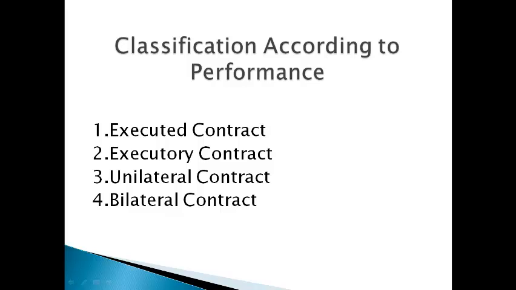Then third one, unilateral contract. In certain contracts, one party has to fulfill his obligation, whereas the other party has already performed his obligation. Such a contract is called a unilateral or one-sided contract. Last one, bilateral contract. A bilateral contract is one in which the obligations on the part of both the parties to the contract are outstanding at the time of formation of the contract. For example, Mr. A promised to paint B's house for a sum of rupees 500. It is a bilateral contract as there is an exchange of promises and obligations of both the parties are outstanding at the time of formation of the contract.